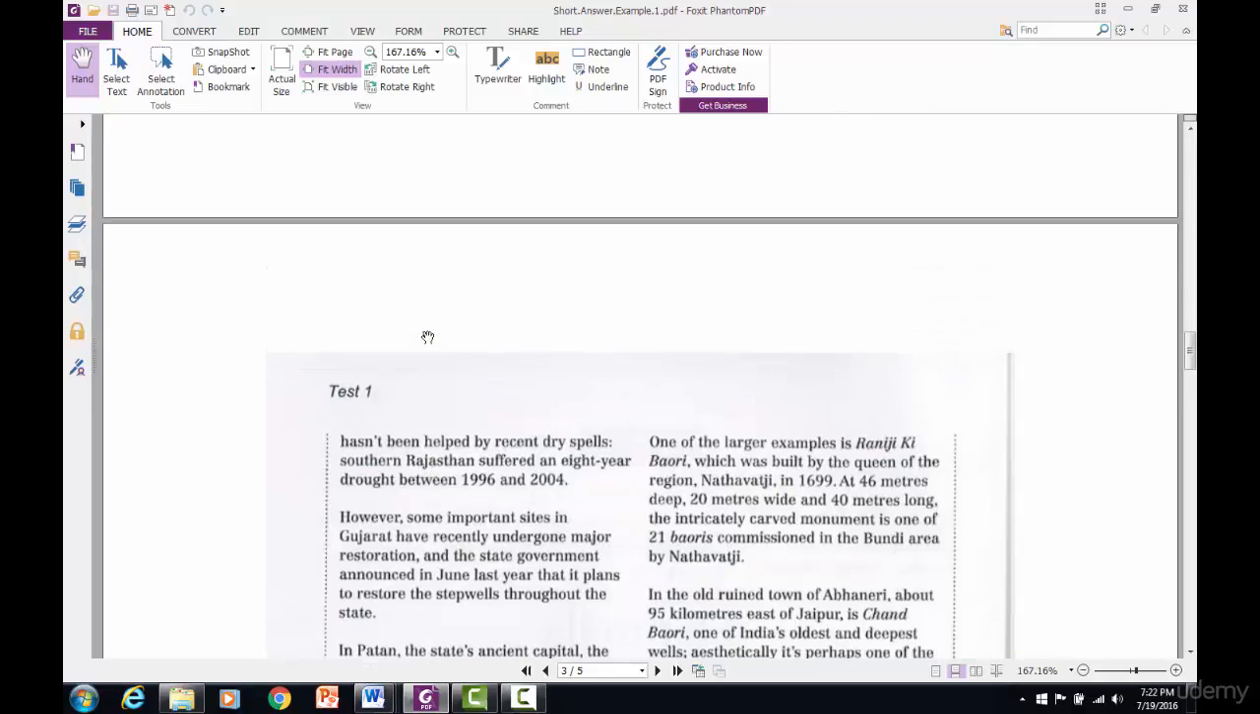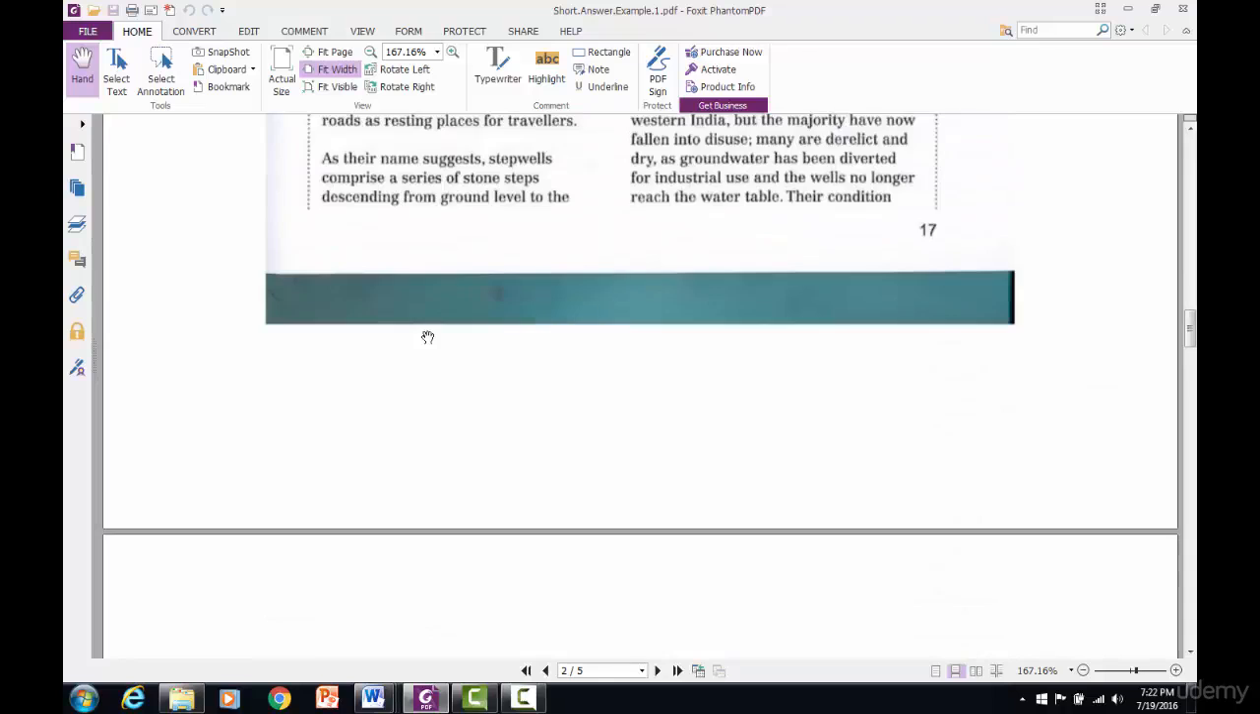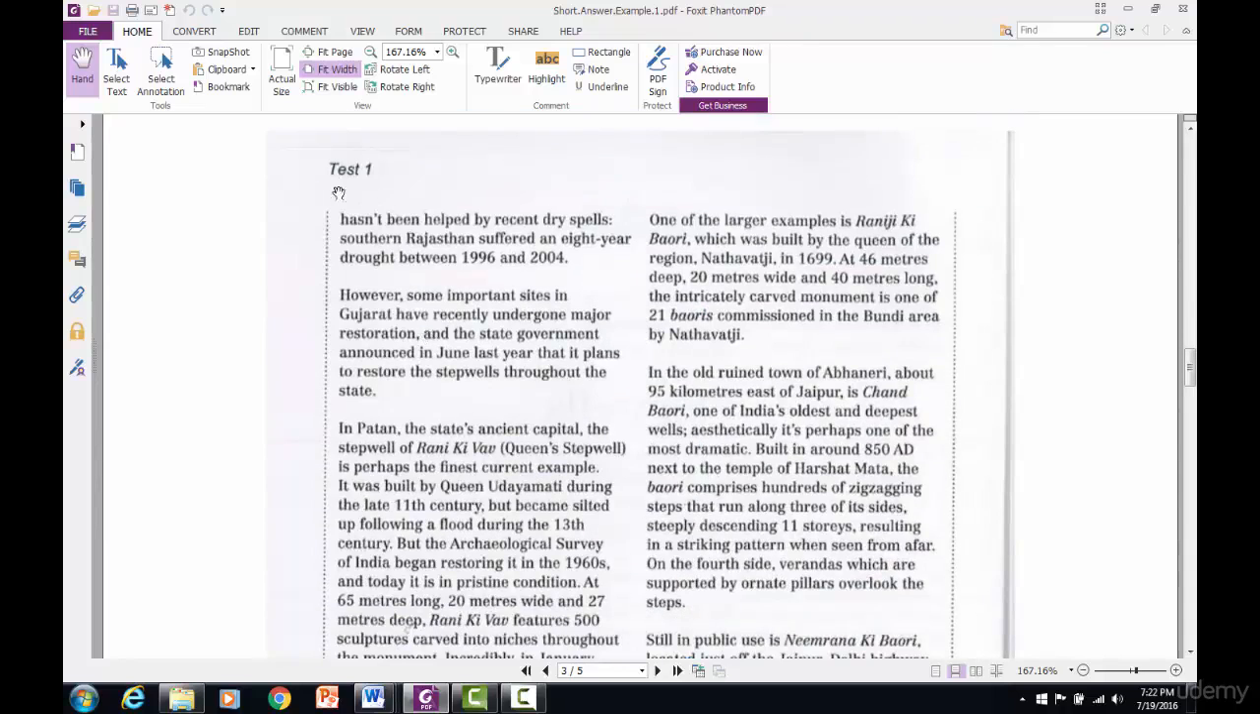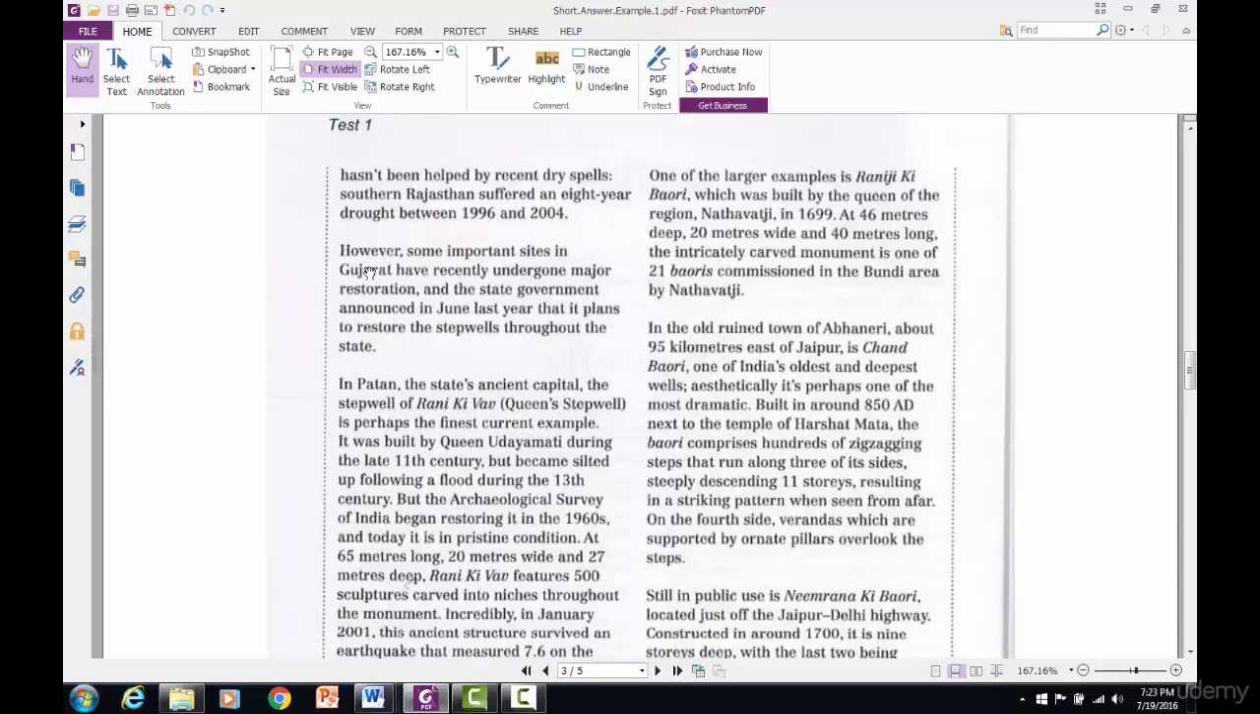That sentence says, their condition hasn't been helped by recent dry spells. Southern Rajasthan suffered an 8-year drought between 1996 and 2004. The answer is drought. There's Southern Rajasthan, and drought is a climatic event. So our answer will be drought, D-R-O-U-G-H-T. That's our climatic event.